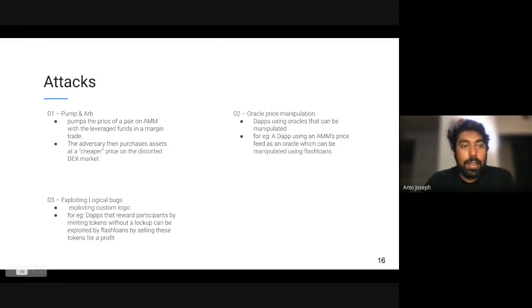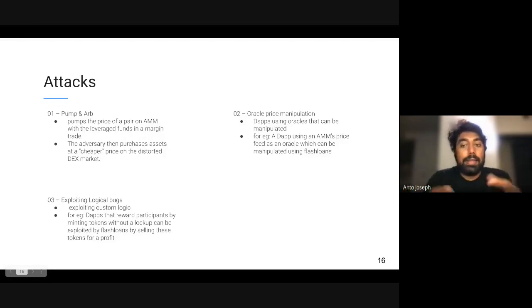So one of the cool things that we are interested in to learn more about are flash loan attacks. And we have a lot of these attacks, but we'll go over some of these in this presentation. One attack that you guys might be interested in is a pump and arbitrage, which basically means we pump up the price of a token pair on an automated market maker with leveraged funds. It could be in a margin trade. And as a result, the hacker would purchase these assets at a cheaper price because they basically distorted the price on this particular DEX. The other kind of attack is an Oracle price manipulation attack.